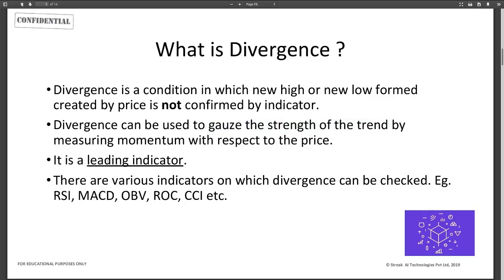So divergence is a leading indicator, unlike other indicators like moving averages, Bollinger Bands, and super trends. Divergence is considered more of a leading indicator because it identifies the directional change between what the prices are indicating versus what the underlying indicators are indicating. Now a divergence can be checked with various kinds of indicators: RSI, MACD, OBV, ROC, CCI. But in this example, we are just showcasing RSI. You can use similar concepts of divergence on other indicators as well.